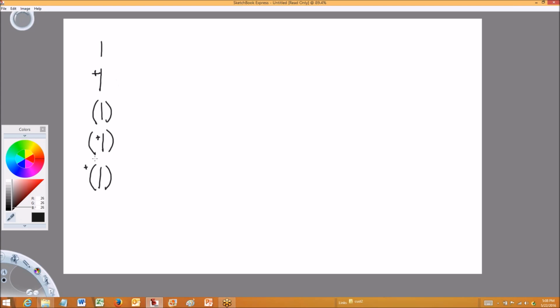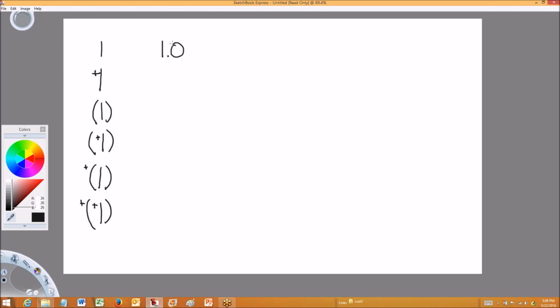So, and to make things even more muddy, we can put the plus sign on the inside and on the outside. All these are saying the same thing. All these are equal. These are symbologies for the number 1.